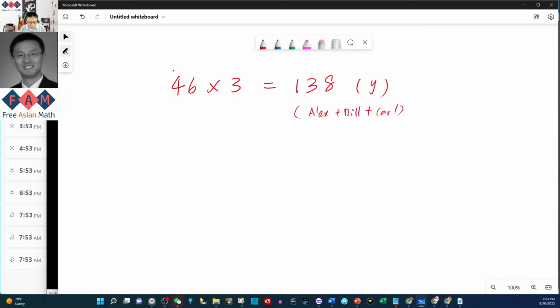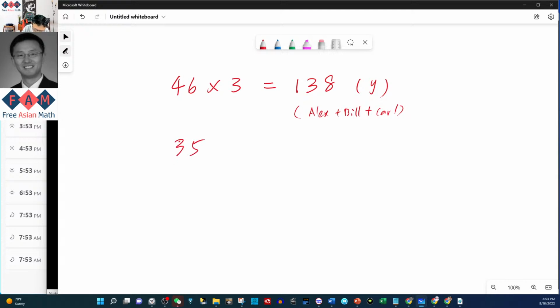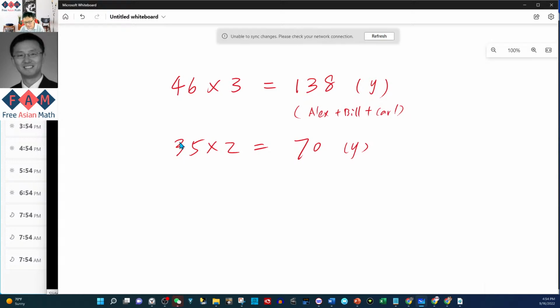Okay, so if we can do this for the 3 guys, we can certainly do this for the first 2 guys. That is, the average of Alex and Bill is 35. So this time I just multiply that number by 2. 35 times 2 equals 70 years. Now I have transformed both statements into an easier format, and the information is more direct. The first number is the total age of the 3 guys, and the second number, 70, is the total age of 2 guys.